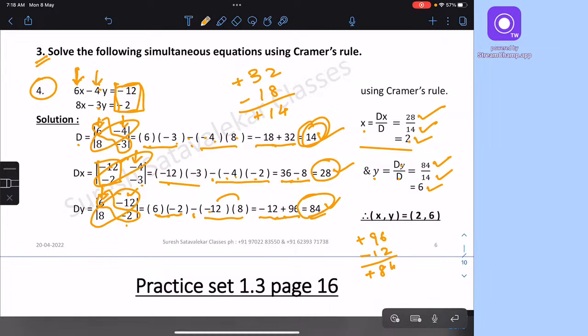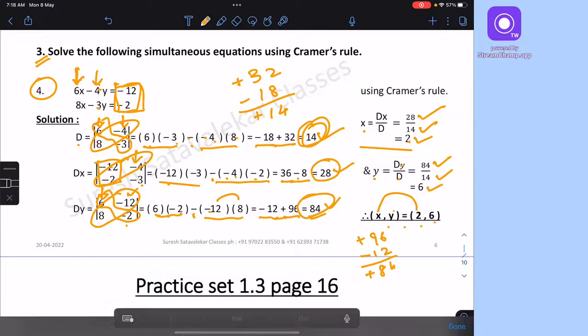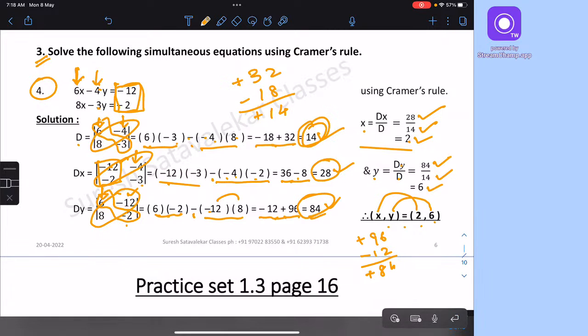So we write in terms of ordered pair. Ordered pair xy is equal to ordered pair 2, 6. That means x is equal to 2 and y is equal to 6. This is the answer.